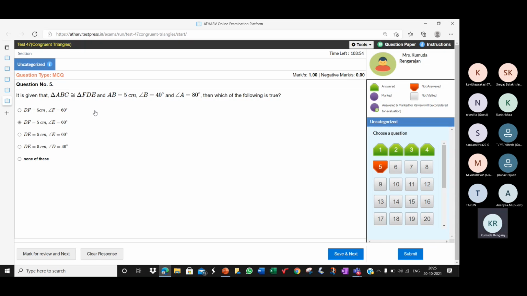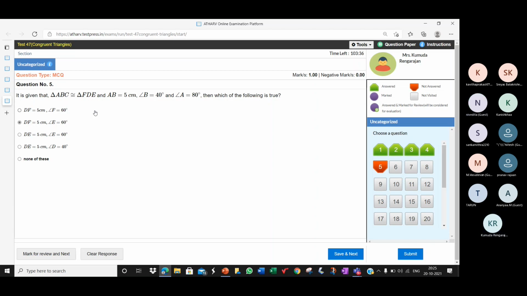What is the measure of angle D? D corresponds to which angle? B, ma'am. And B is 40 degrees. So angle D will also be 40 degrees. 40 degrees, ma'am.